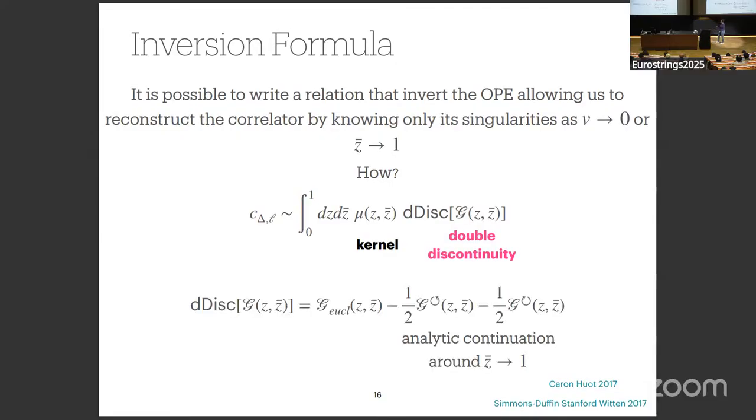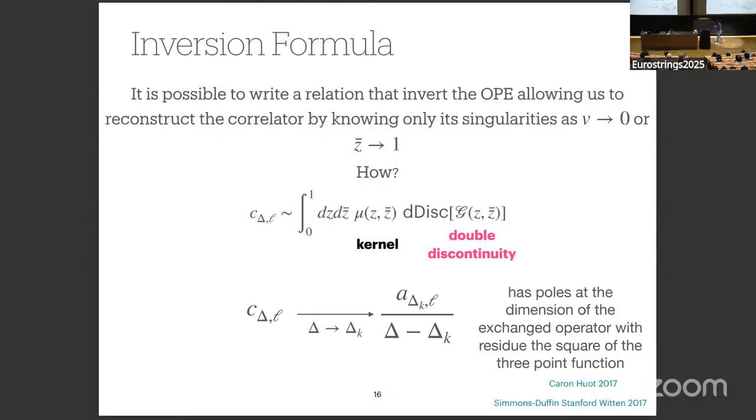So what is the double discontinuity? The double discontinuity is nothing but the difference between the Euclidean correlator and the analytic continuation around z bar going to 1, which is essentially equivalent to v going to 0. So what is the point? The point is that now I'm going to input inside my correlator here, and study essentially the singularity of the protected part to get information about this C here. So what is C? This object C has poles at the dimensions of the exchanged operators, and the residues are the squares of the three-point functions.